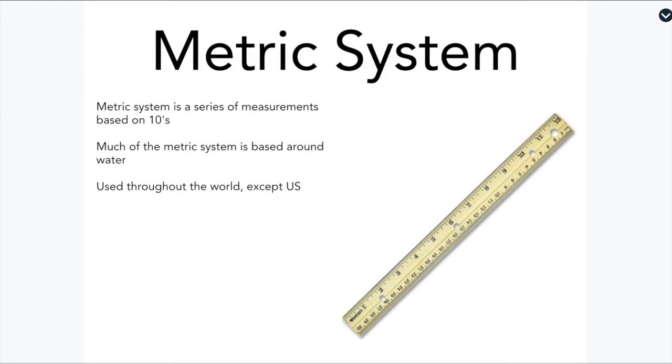If you take a cube of water that is 1 centimeter on each side, that is going to be 1 milliliter of water, and 1 milliliter of water has a mass of 1 gram. So that's kind of where a lot of the basis of the metric system comes from. It is used throughout the world except for us, more or less. The metric system is just a very much more straightforward way of thinking about measurement.